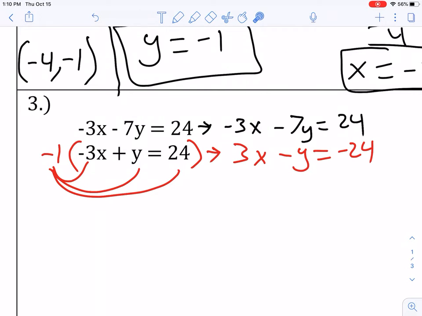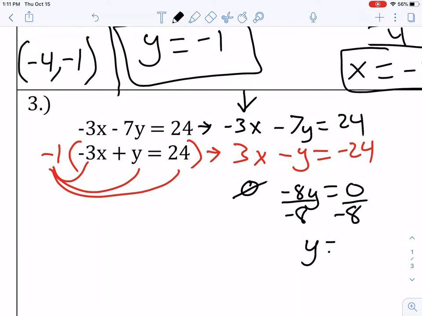And now I have the potential to eliminate these, so I'm going to combine them vertically. I'm going to say 3x minus negative 3x plus 3x, negative 7y and negative 1y is negative 8y, and 24 minus 24 is 0. So as I solve this out, y equals 0. We can get a value equaling 0.